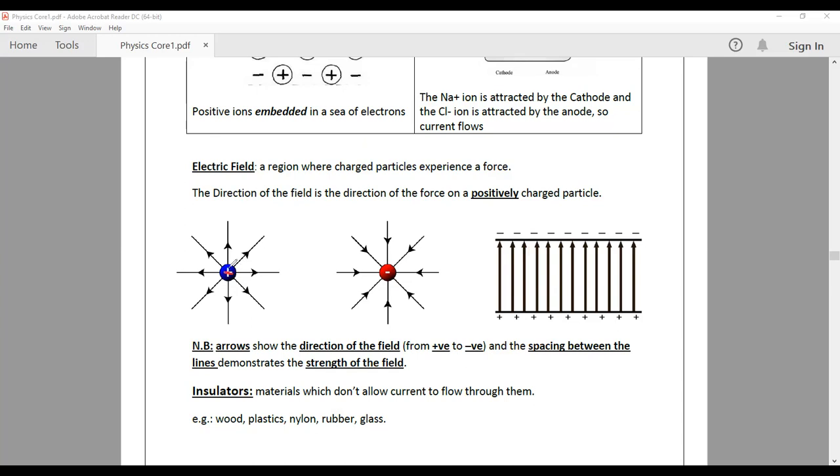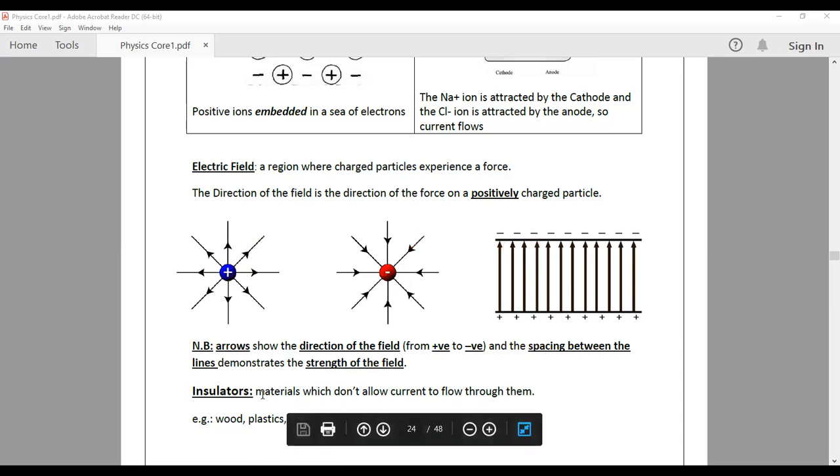As you can see also, the electric field is always coming out of the positive charge, like here it's coming out of the plate. And for the negatively charged, it's always going into the negative charge. That's one point. The arrows show the direction of the field, which is from positive to negative. The spacing between the lines demonstrates the strength. Whenever the electric field becomes stronger, the lines will be closer to each other. That's for this part.